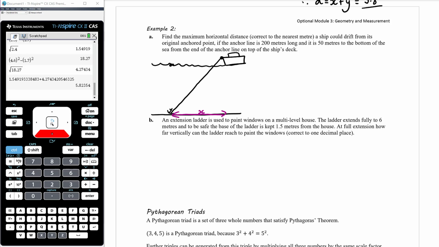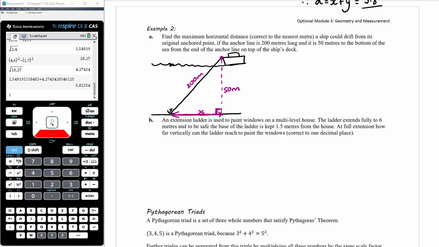If the anchor line is 200 metres long and it is 50 metres to the... Okay, so the anchor line is 200 metres. So I've just drawn that a bit far there. Okay, and it is 50 metres to the bottom of the sea from where the anchor line ends at the top of the ship's deck. So from here, the bottom of the sea is 50 metres. My diagram's not to scale, but that doesn't matter.